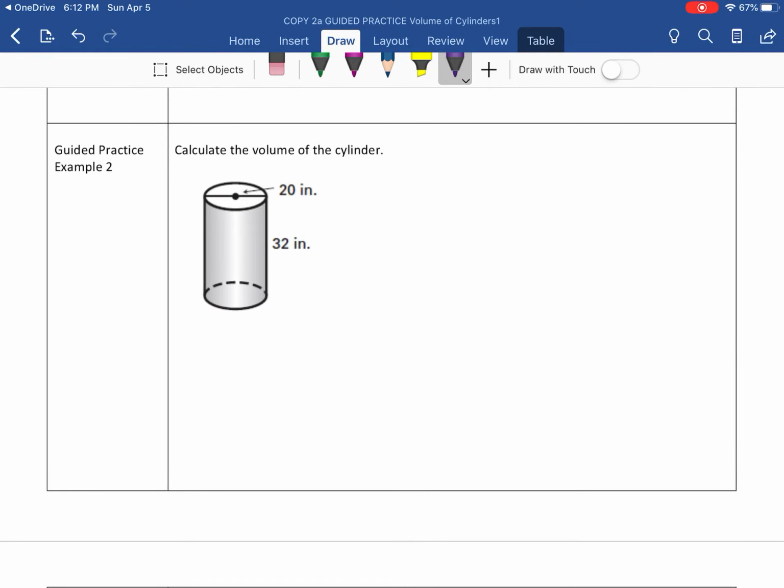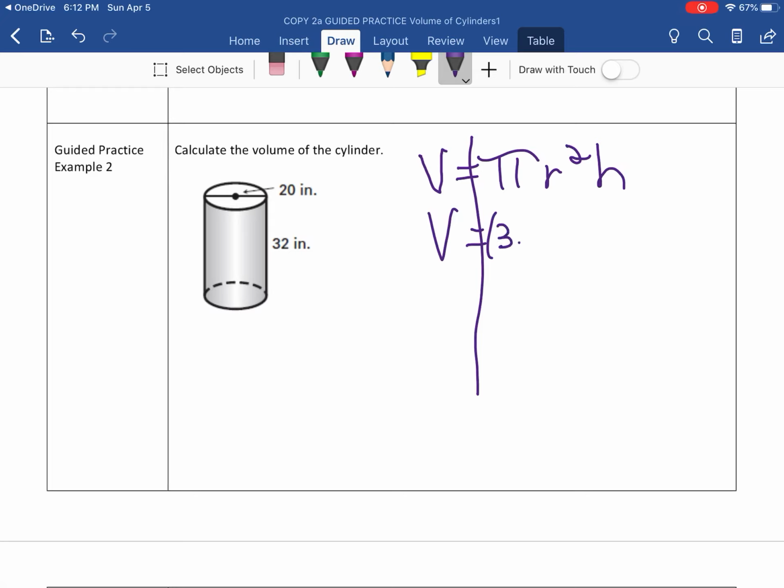Now let's go down to guided practice number 2. Here they sketched it out for us. We want to find the volume of a cylinder, so volume equals pi r squared times the height. Volume equals, well, pi is 3.14 times the radius times the height. Well, what's the easiest one we know? We know the height, right? We know that's 32 inches, so that can go back here. And the radius. What is the radius of this cylinder? Fill in those 2 blanks.